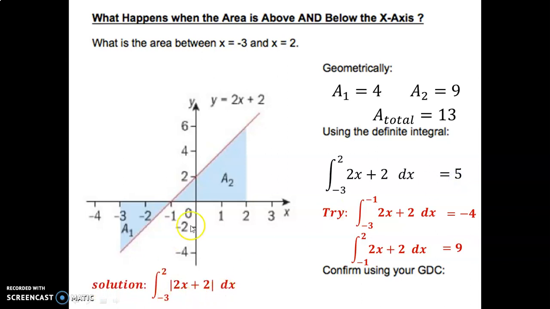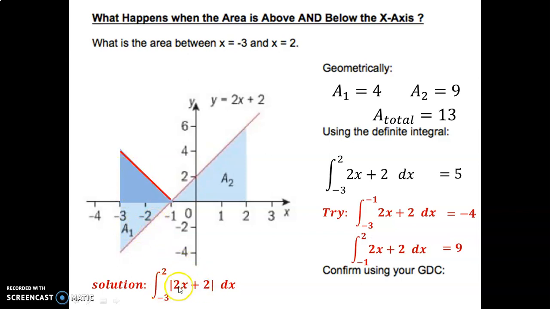Okay, the solution to that problem, if you want the actual area and not have this negative thing factored in, is to do an absolute value of the function. Notice the absolute value is there, because that's what absolute value does. It changes negative values to positive values. So this is basically saying any negative y values become positive. So it's like a reflection over the x-axis.